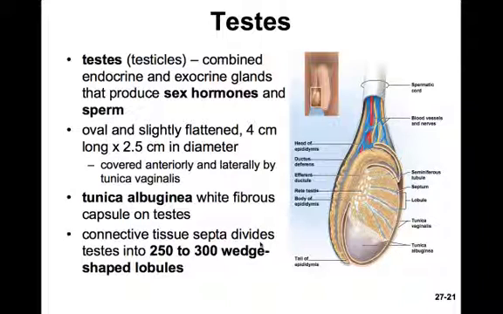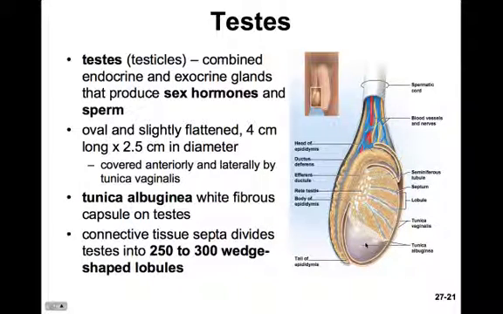They're covered anteriorly and laterally by this layer called the tunica vaginalis. This is basically the internal portion of the sac into which they descend. The tunica albuginea is this white fibrous capsule on the testes. If we were to remove the tunica vaginalis, we would be able to see that.